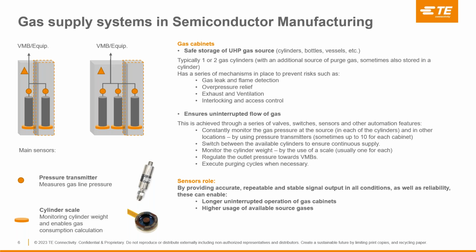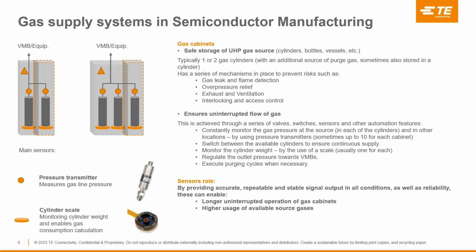Inside a gas cabinet, typically there are 1 or 2 cylinders of the same specialty gas type, and in some cases, an additional cylinder of inert gas, which is necessary for regular purging operations. In other cases, inert purge gas is readily available on site. Gas cabinets have the purpose to ensure uninterrupted, regulated flow of gas and to guarantee safety during storage.